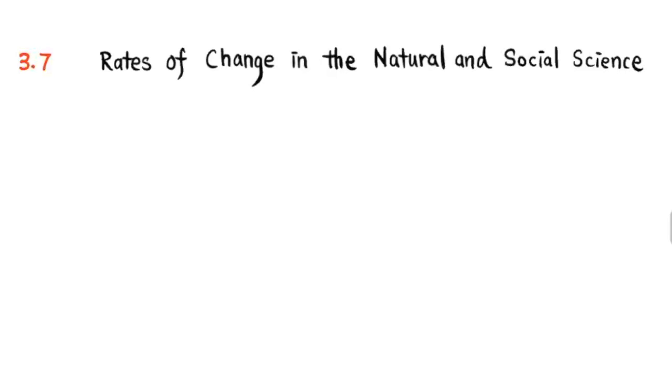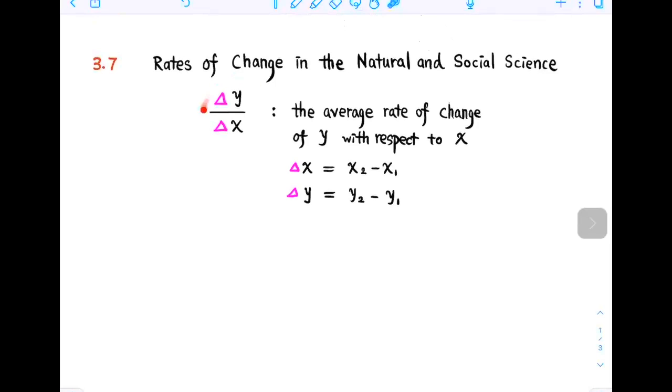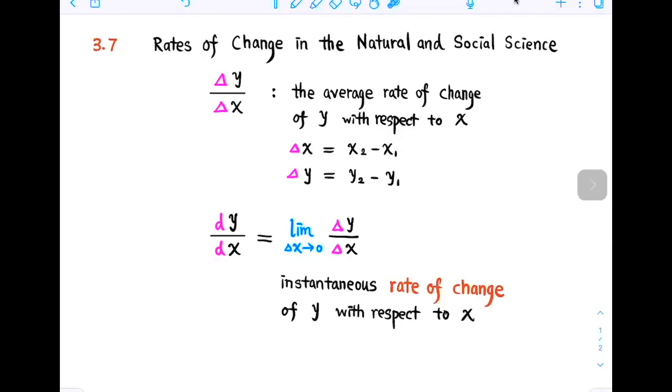3.7 Rates of change in the natural and social sciences. The difference quotient, delta y over delta x, is the average rate of change of y with respect to x over the interval x1 to x2, where delta x is equal to x2 minus x1, and delta y is equal to y2 minus y1.